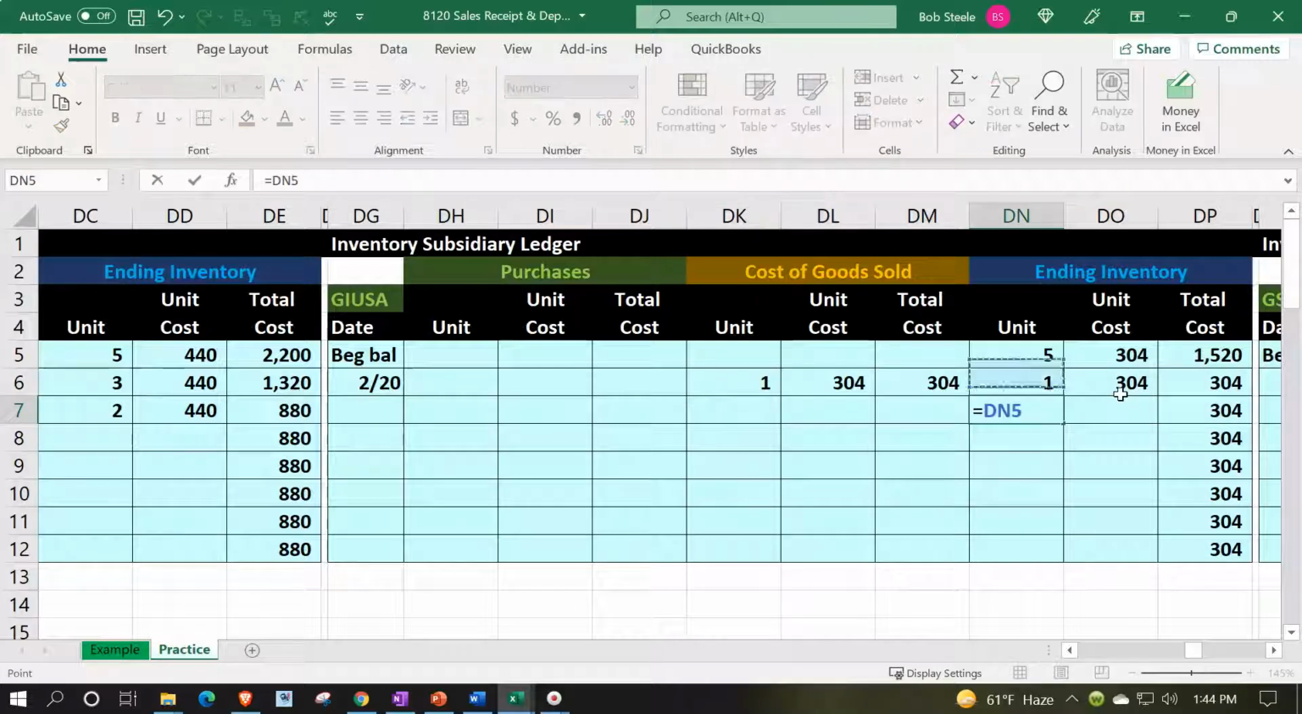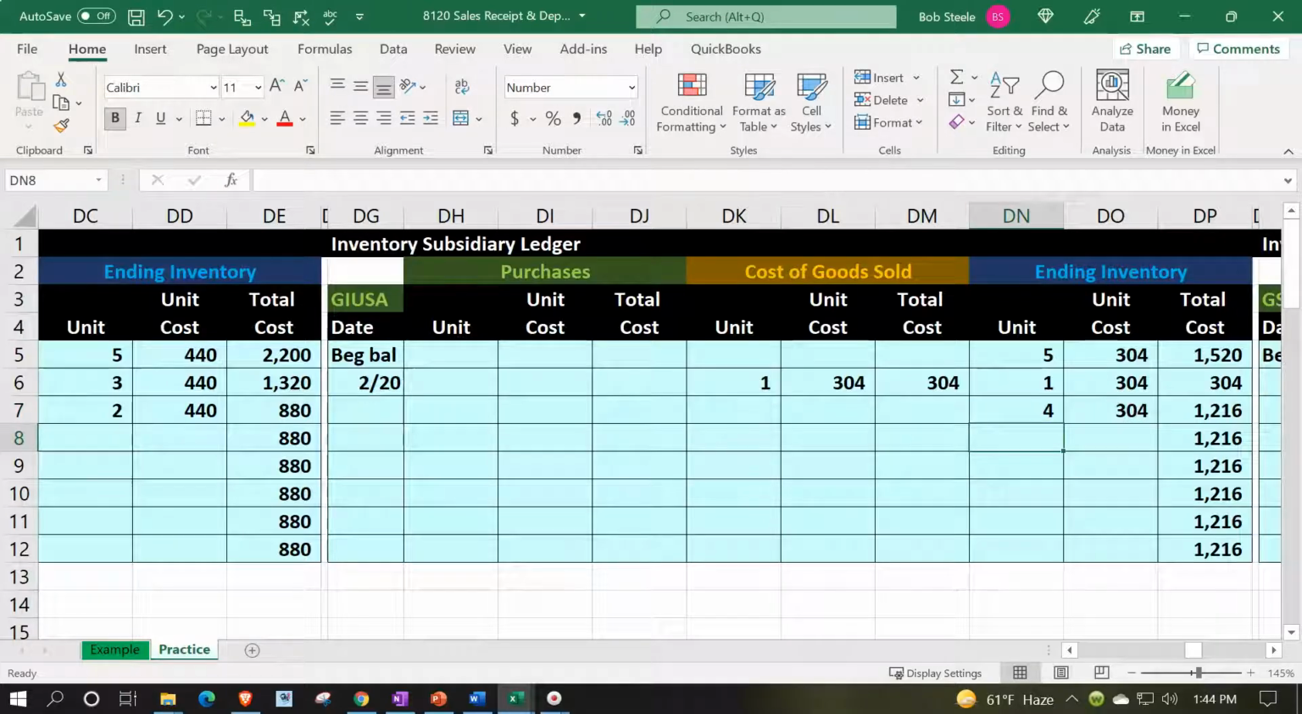We had 5 units. We sold one of them. We got 4 left at the 304. The 4 times the 304 gives us the 1216. And then we sold one more.